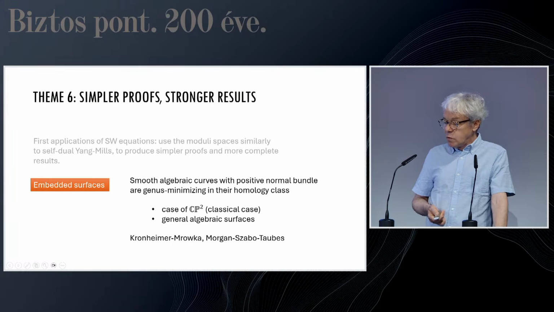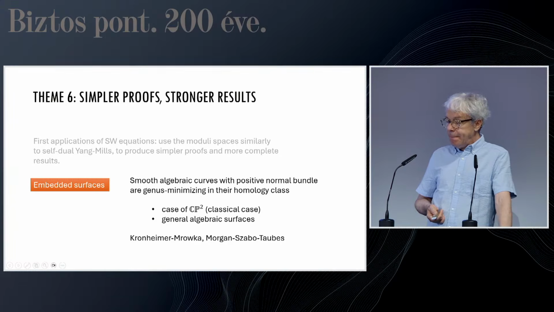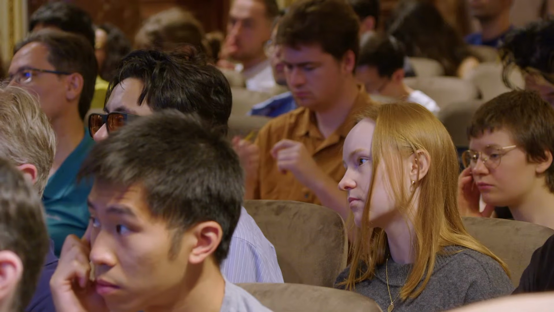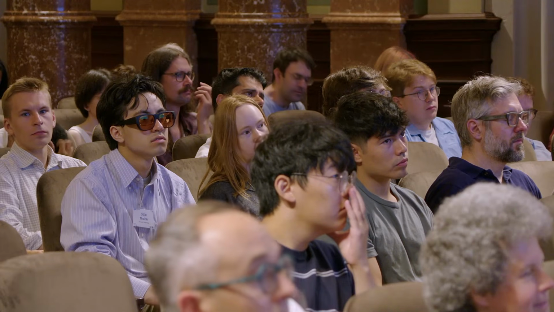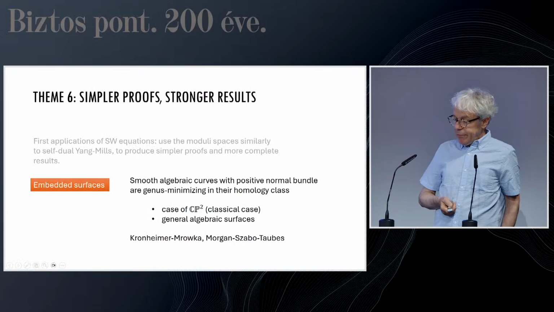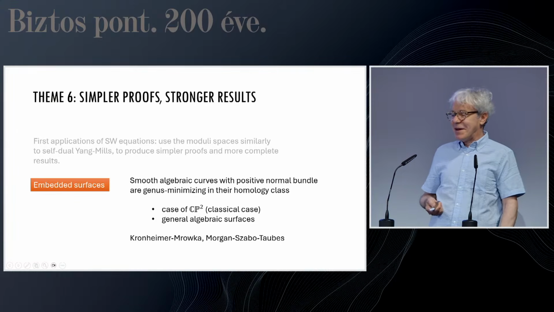The embedded surfaces problem was completed in much greater generality. I mentioned the case of surfaces in CP2. General algebraic surfaces and curves with positive normal bundle were also sorted out quickly. Curves with negative normal bundle had to wait a little bit longer. But these were kind of all proved within, I mean, it'd be an exaggeration to say 24 hours, but it kind of almost seemed that way at the time.